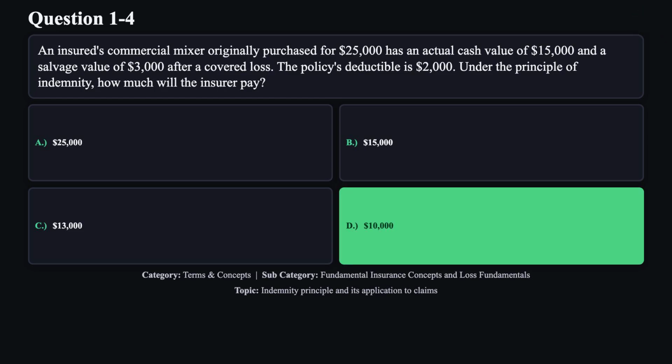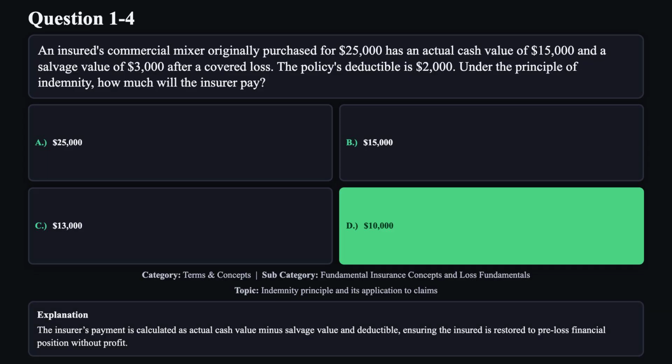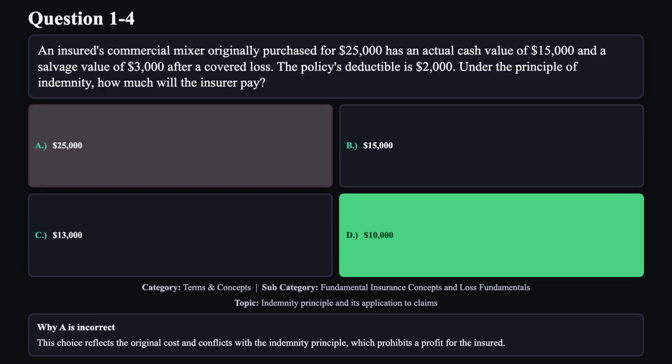The correct answer is D. The insurer's payment is calculated as actual cash value minus salvage value and deductible, ensuring the insured is restored to pre-loss financial position without profit. Reason A is not correct. This choice reflects the original cost and conflicts with the indemnity principle, which prohibits a profit for the insured.